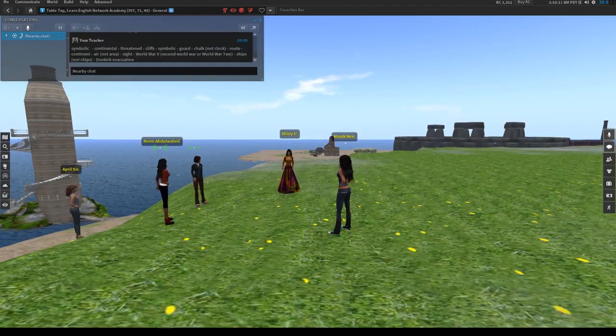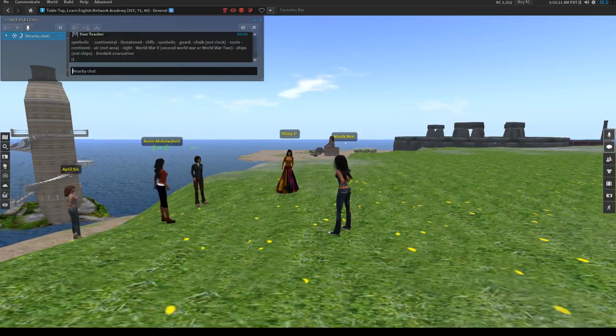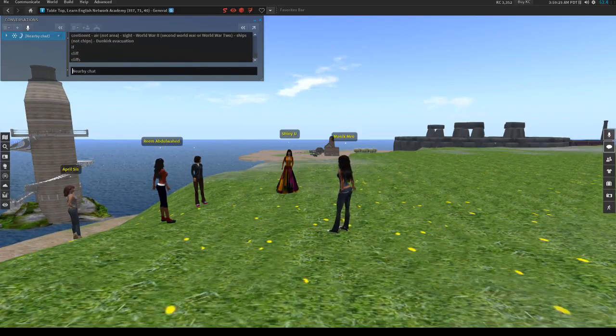Okay, let's start with cliffs. So it's like if. Cliff, cliffs. Not clough, cliff.